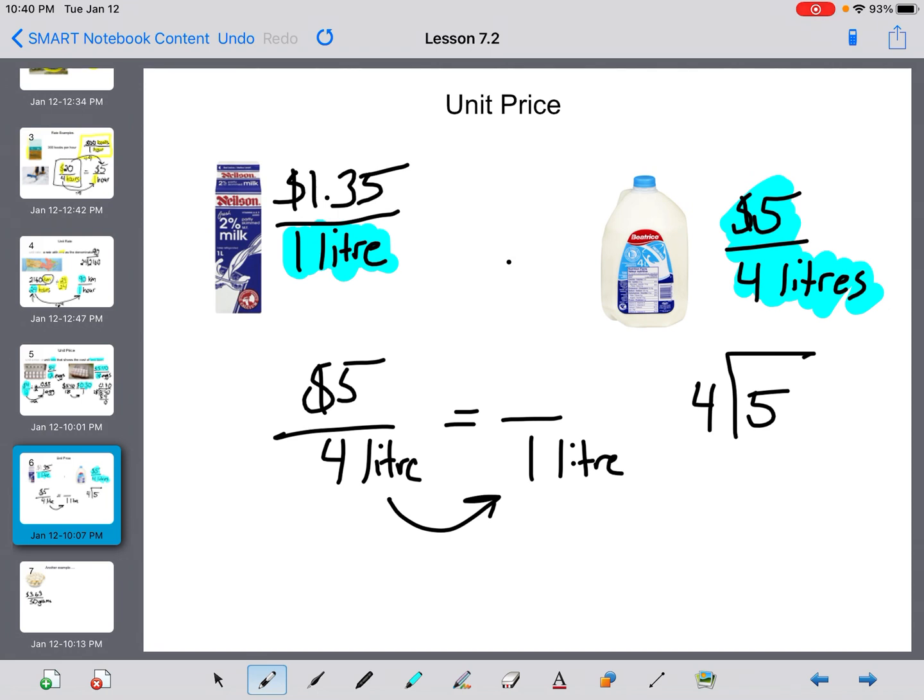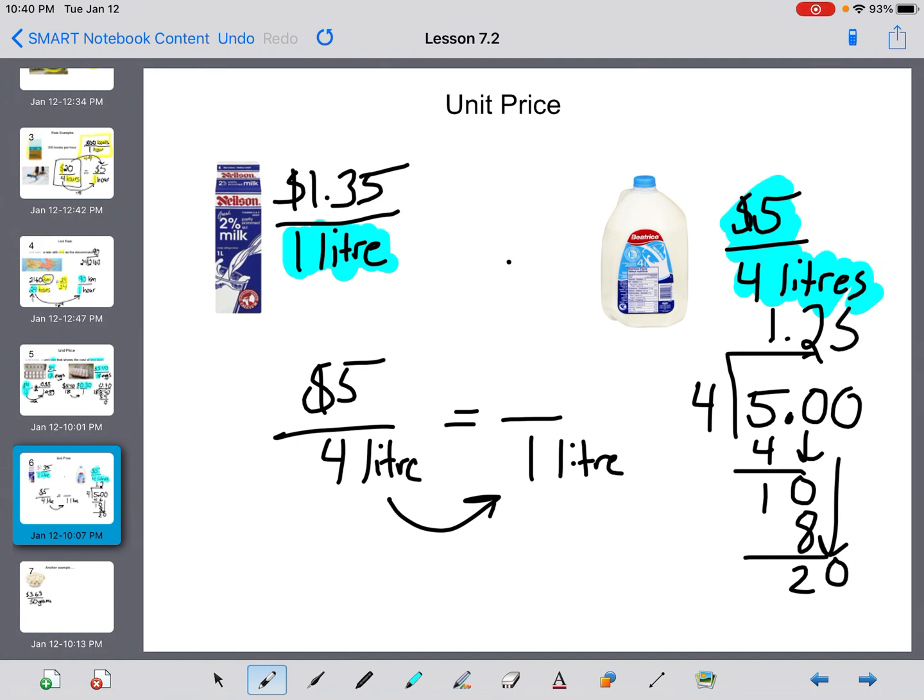5 divided by 4. 4 fits into 5 one time. Remainder 1. So I'm going to place a decimal, 0, bring it down. Goes in twice. 8, 2, 0, and it goes in 5 times, and I get 0 at the bottom. So I've now figured out my unit price for my milk jug.